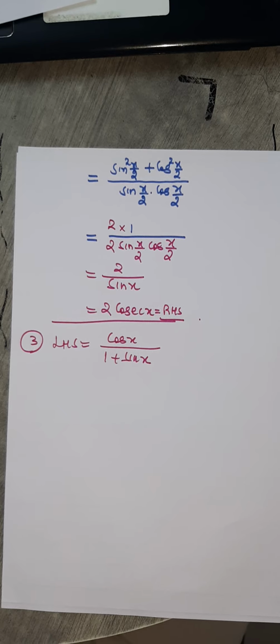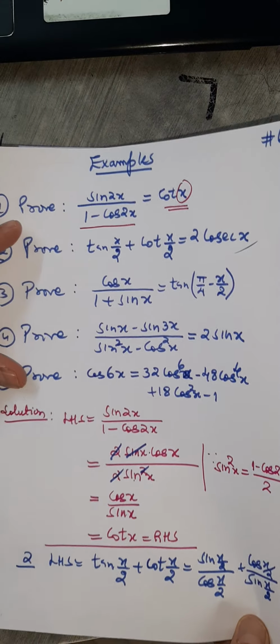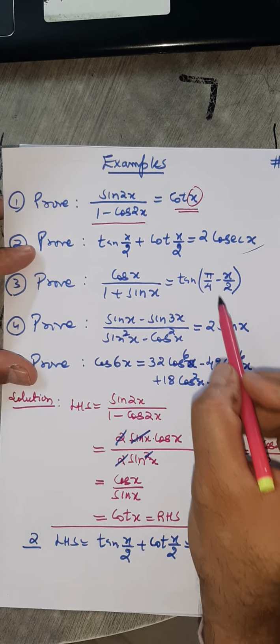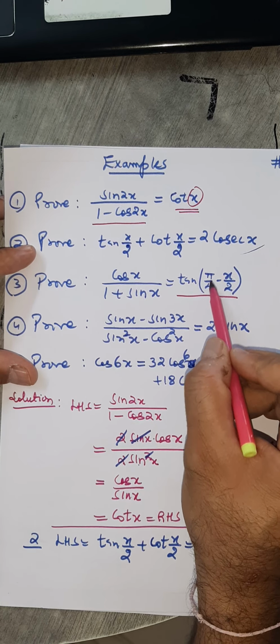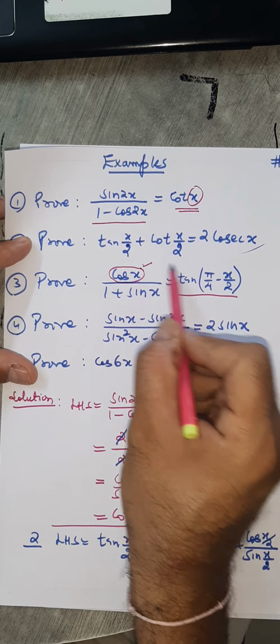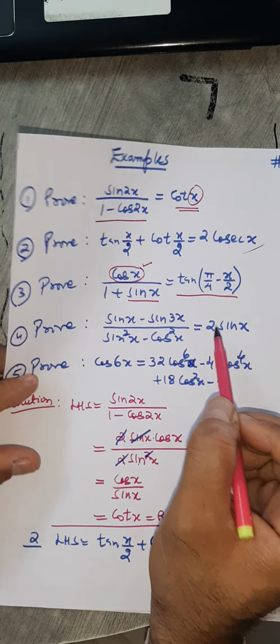Third question is cos x upon 1 plus sin x. This is a really nice question. Look at the RHS. What is the right hand side here? That is in terms of x by 2. Remember, this pi by 4 will come automatically. That's not as important as x by 2. That means we need the formula for cos x in terms of x by 2, and this one in terms of x by 2. So I'm using this.